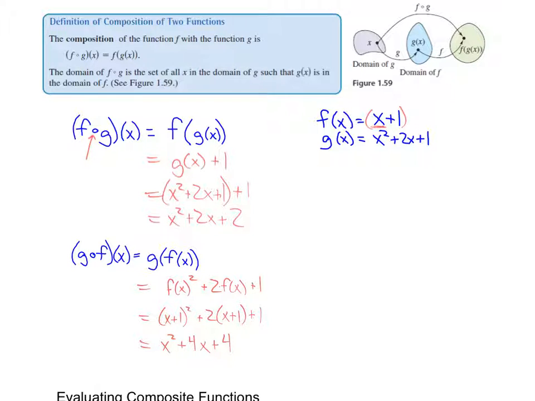Why is it 4x? Because you FOIL and you get 2x, but then you have the other 2x that you distributed to the x plus 1. I know you guys can work it out, I just skipped to the final answer.